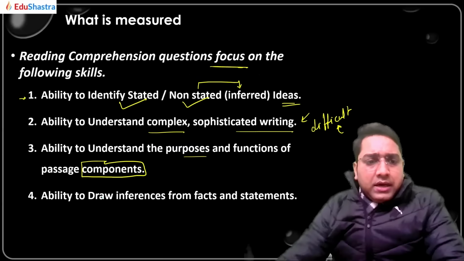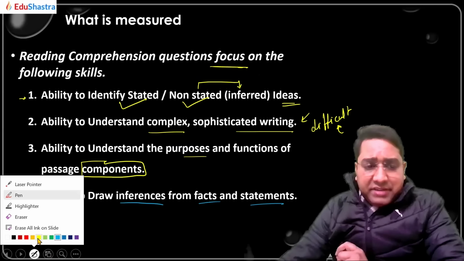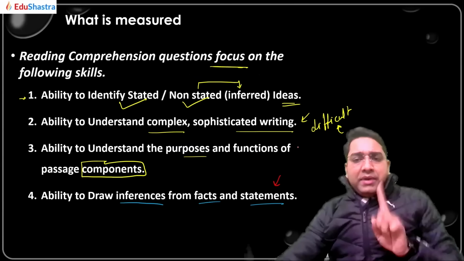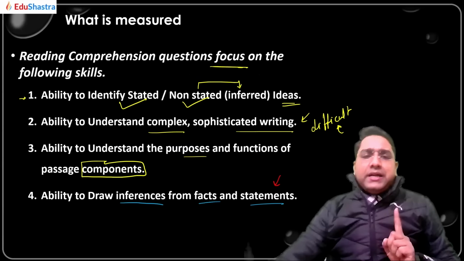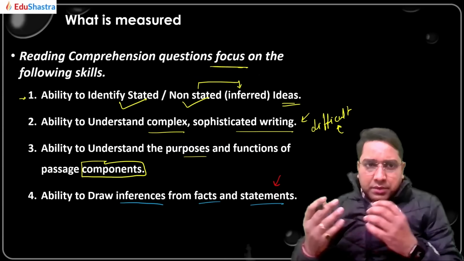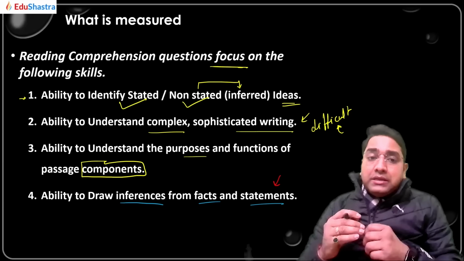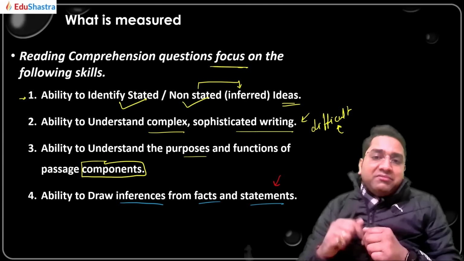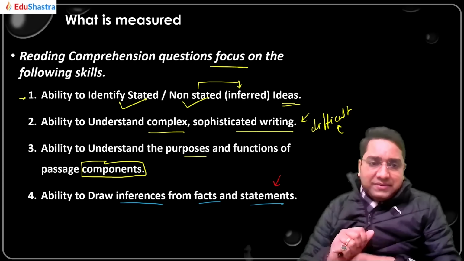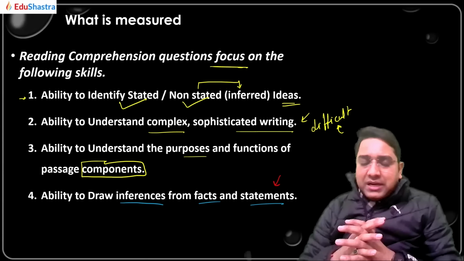Ability to draw inferences and facts from a statement. I'll be discussing it in a very detailed manner. Okay. So the first point is the ability to identify stated and non-stated ideas, because if you're reading an email or a letter, a few things are mentioned, but a few things the person is trying to convey without explicitly mentioning, correct? So you have to understand both, because to make a decision, you should have all the data. Decisions are never made on incomplete data.